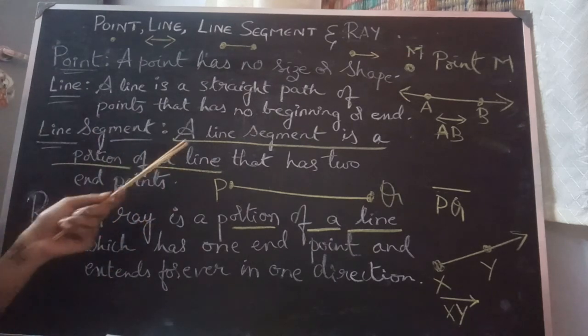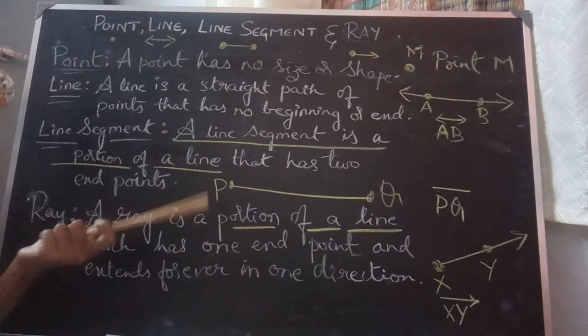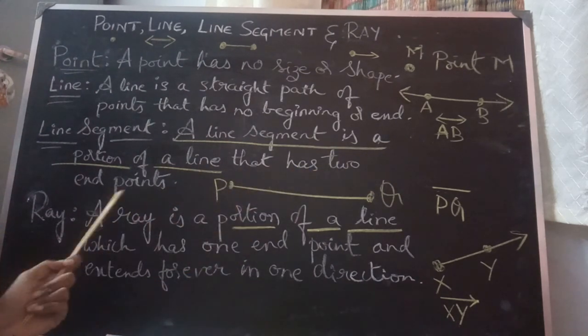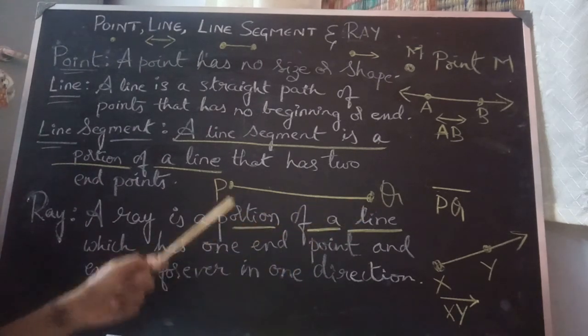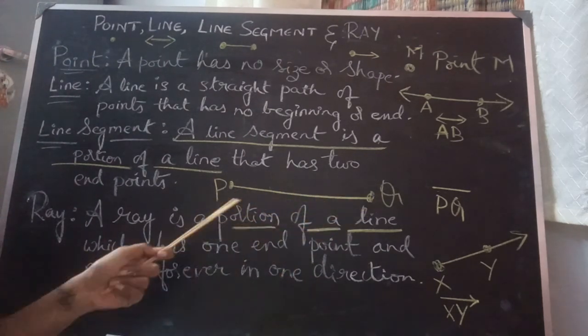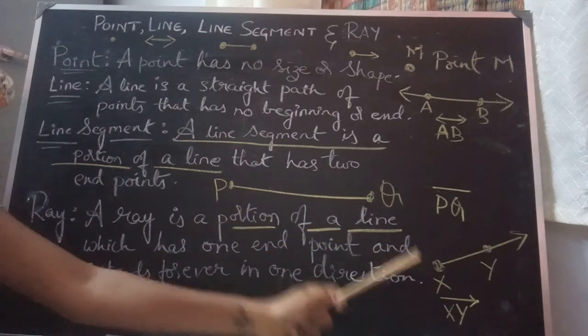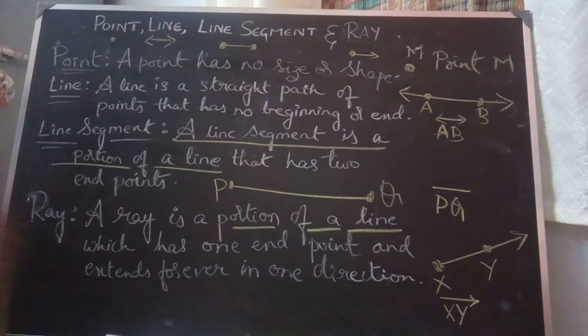A line segment is a portion of a line that has two end points, point P and point Q. See, here we have two end points. Next, ray. For a ray, we'll have one point and it just continues in one direction. So this is a ray.